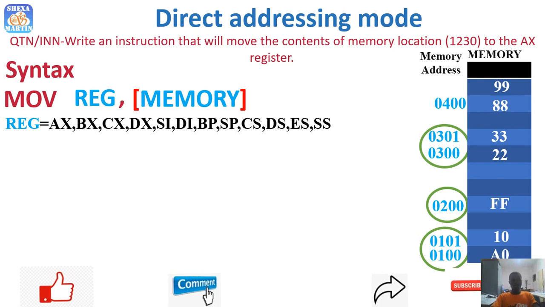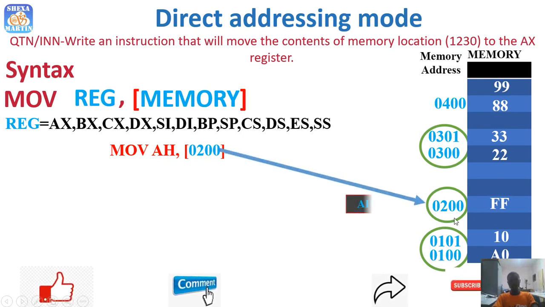So, assuming this, let's say we want to run this instruction. What do you think will happen? 0200 is a memory address, and this is the memory address that we have. So what are we moving into AH? AH is receiving the value that is residing at 0200, and the value is FF. So FF is going to be moved to AH like that. So FF is now moved into AH.